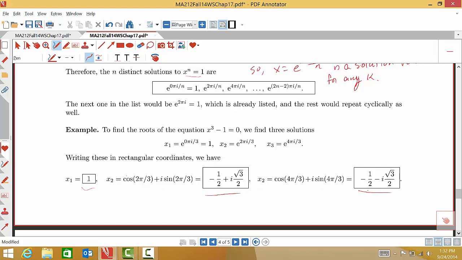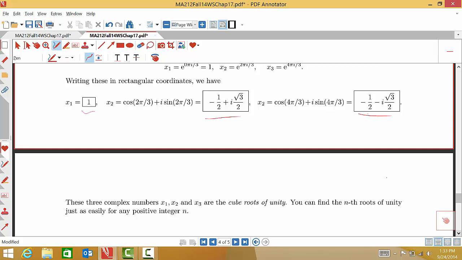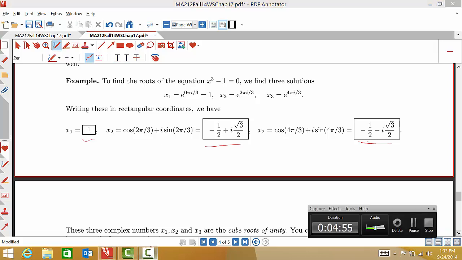It's actually fun. You can go ahead and multiply out these numbers in Cartesian coordinates and just FOIL them out, and you do get one, and it's just sort of fun to see it work out. This just says that x1 and x2 are the cube roots of unity, and that's it. That is our whirlwind tour through complex numbers.